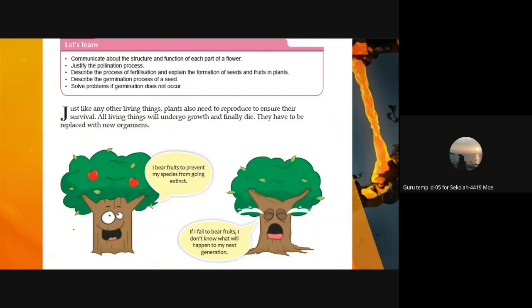They are also living things like us. So this means that they also need to reproduce like us to ensure their survival so that their species will not become extinct. Plants will grow and die, and the dead ones will be replaced with new plants. The first part, we are going to look at the structure and function of each part of a flower. You should be able to communicate about the structure and function of each part of a flower after this lesson.